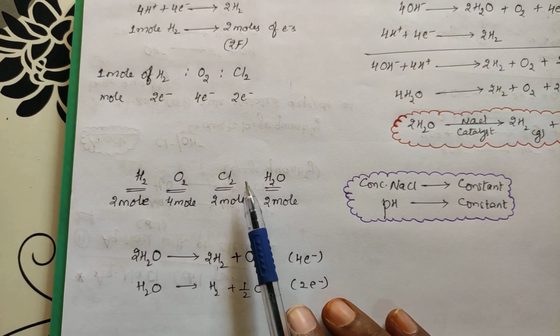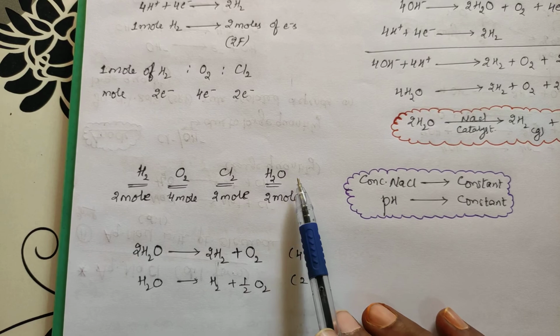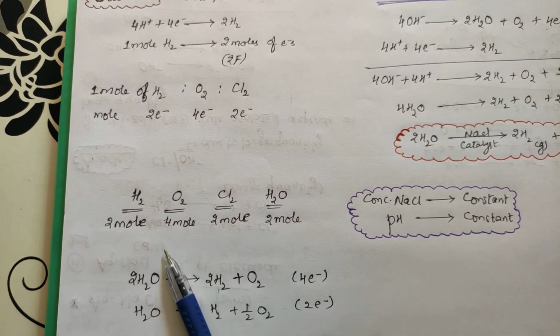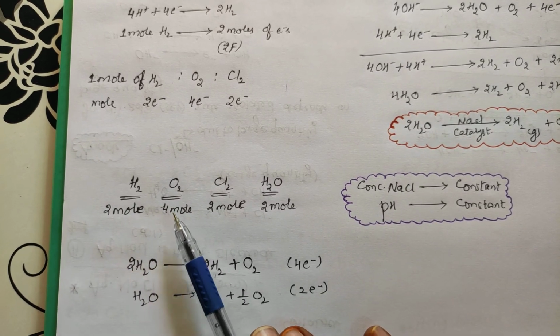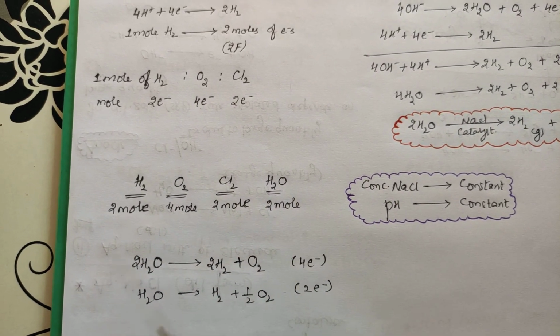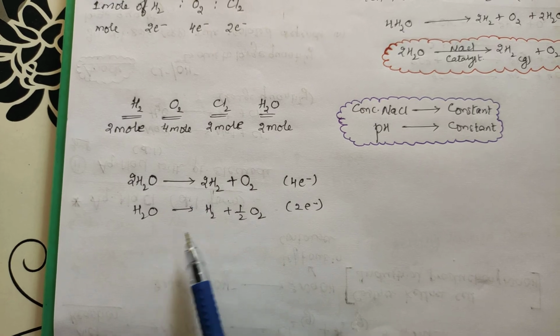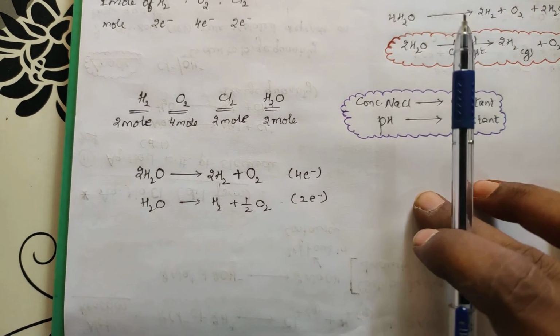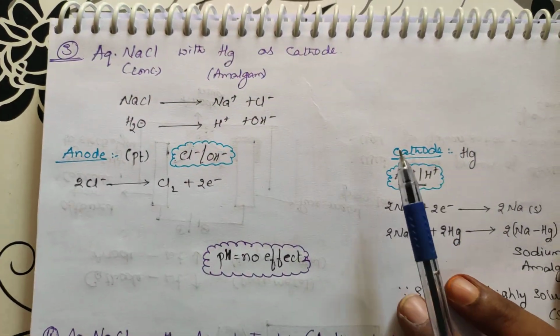H2 plus O2, H2 is to O2 is to Cl2 is to H2O. How many moles are produced? 2 moles, 4 moles, 2 moles, 2 moles. If you go for the electrons, 2 moles of electrons, 4 moles of electrons, 2 moles of electrons and 2 moles of electrons. Right? This is the generalized equation. This is the balanced one and this is the normal thing. Okay, this is what we will be learning with respect to the dilute solution.